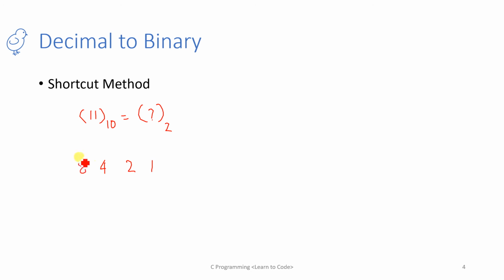Now among these formula terms, adding which terms makes 11, that we have to find out. 8 plus 2 is 10, plus 1 is 11. So if I add 8 plus 2 plus 1, this gives 11. That means at these places I will put 1, 1, 1. Now for the remaining formula term, 4, I will put 0. So now this is the answer.